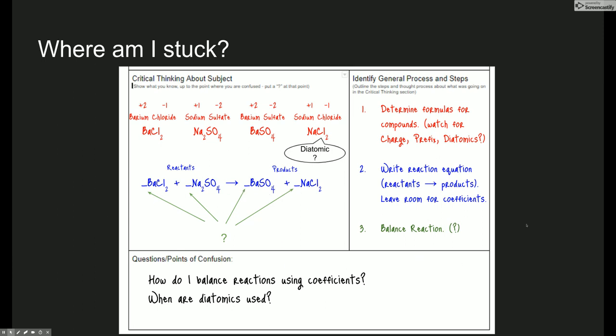And so this really helps this person realize where their points of confusion are. First, they don't really know how to do those coefficients. And second, they realized at this step, hey, I don't know if I really understand diatomics as I'm going through. This might be very similar to what your problems are, or you might have completely different problems. But again, choose some practice problems to go through and then identify the general processes and steps that you take to relate to those.